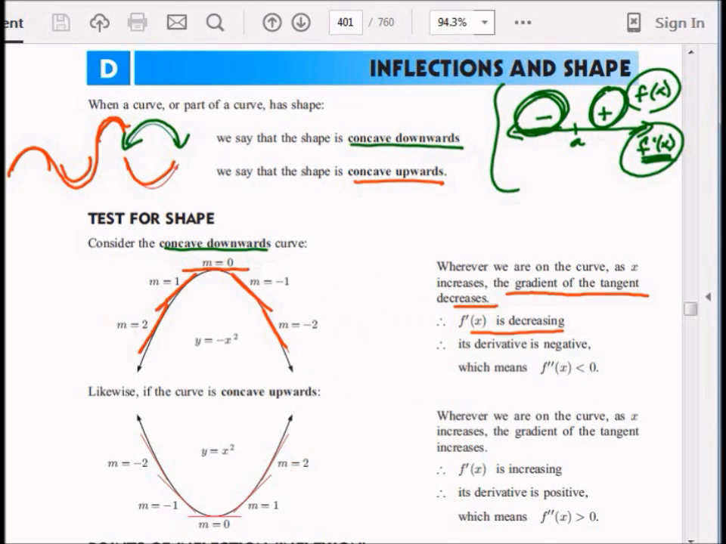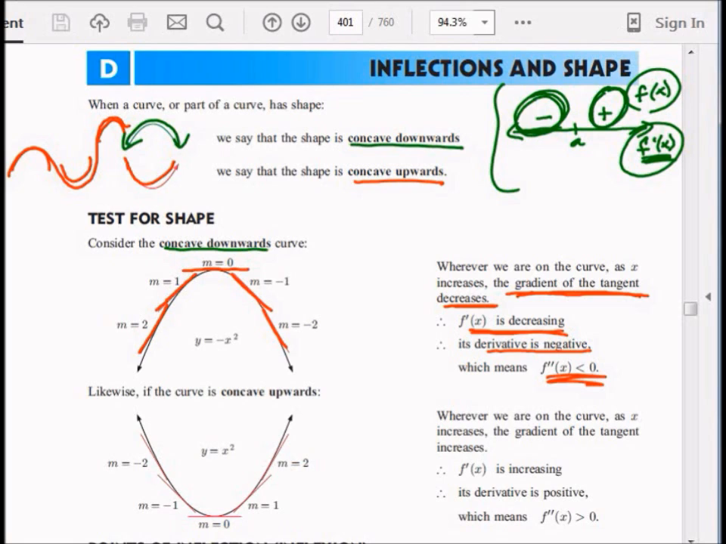So back to this example, the gradient of the tangent line decreases, therefore the gradient function, the derivative function, is decreasing. The derivative of the derivative, the second derivative, is negative. This is the way we can write that: the second derivative is less than 0, which means the same thing as it's negative.